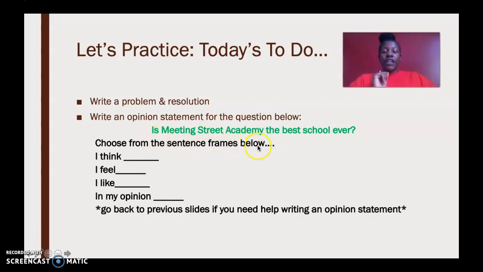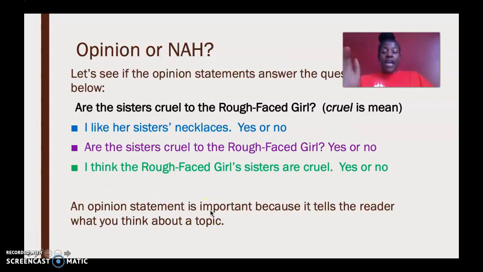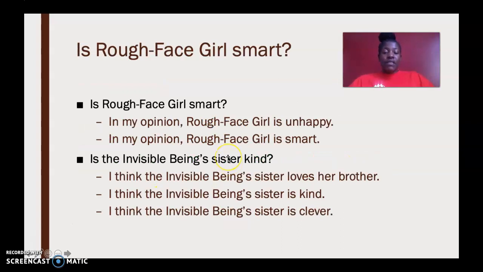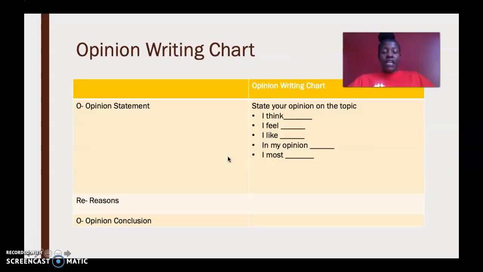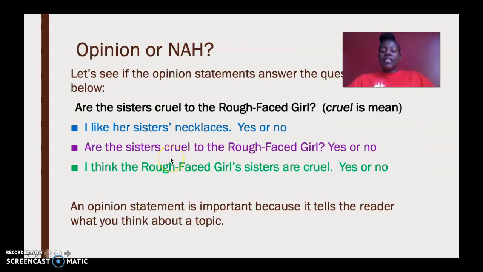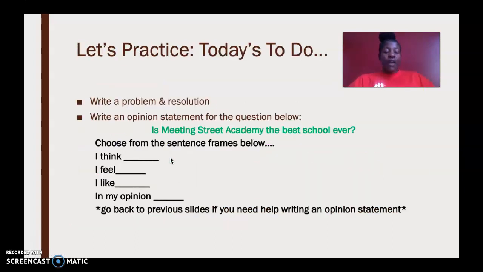So choose from the sentence frames below. I think, I feel, I like, in my opinion. So you would choose one of these frames and then you would give your answer to the question. You have to answer it in your opinion statement. So go back to the previous slides if you need help. We have identified the opinion statements that are correct. And if you notice, this one was in green. And so you can use this to model what you would write here. Be creative. I look forward to seeing what you wrote.